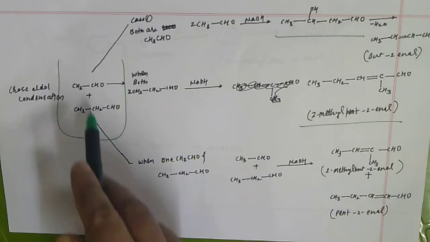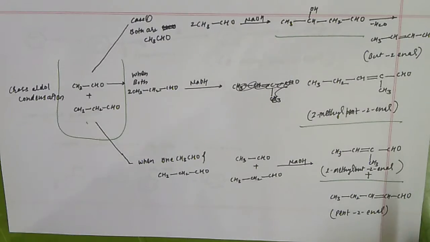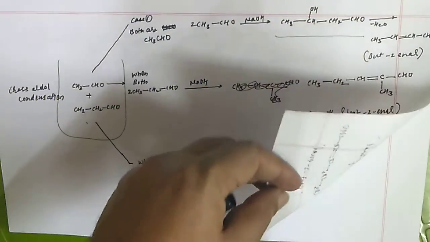And if one ethanal and one propanal combine, it also matters which compound you take first, as that determines the type of product. So the first products will be 2-methylbutenal and pent-2-enal. This is the product of the aldol condensation, that is cross aldol condensation.